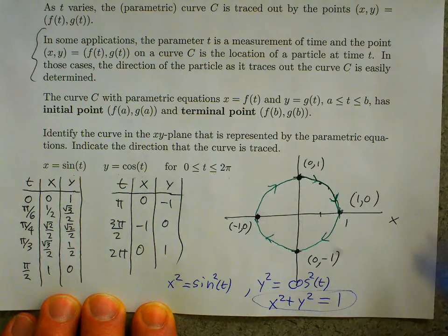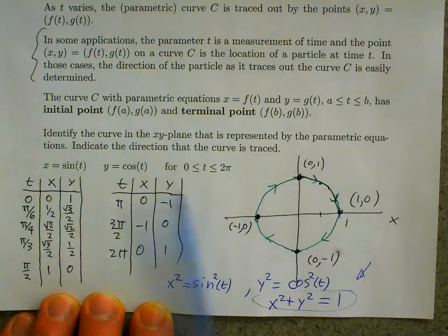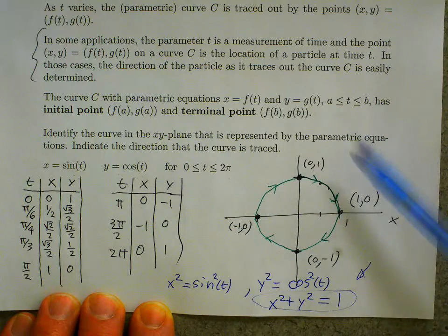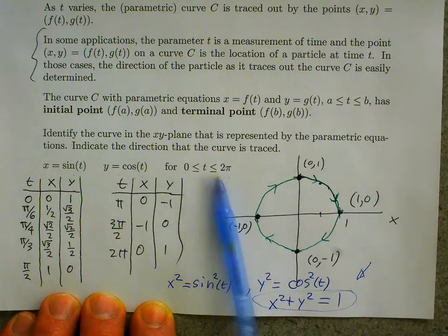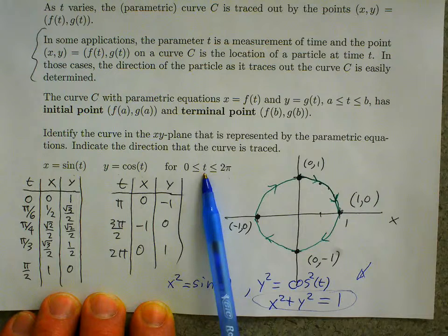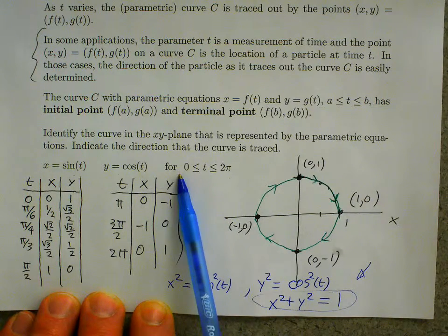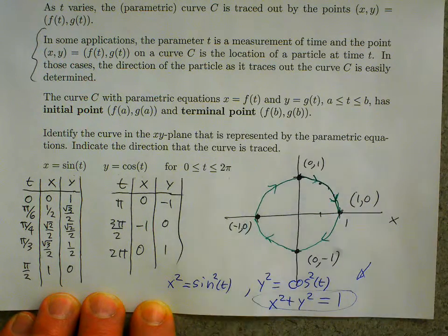One key difference is in Cartesian coordinates alone, we don't necessarily identify the direction as the curve is traced out. But when it's defined parametrically, if we need the direction, we can determine the direction by the values of t as they go from small to large.